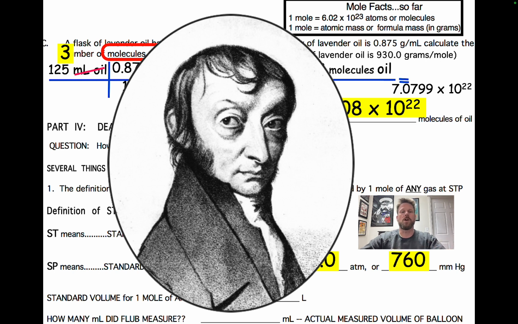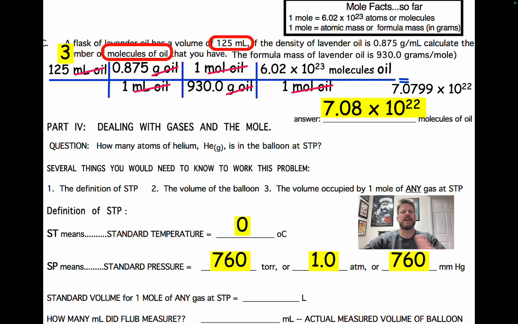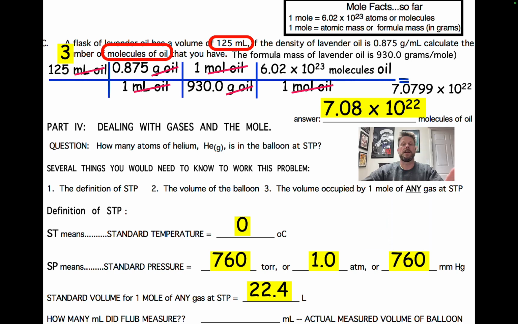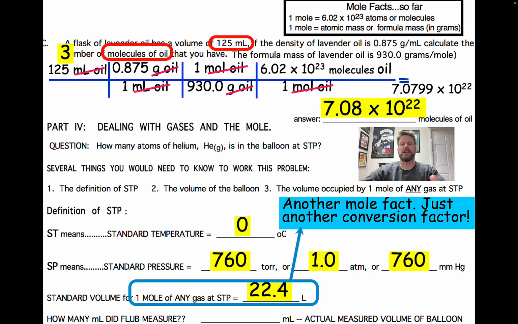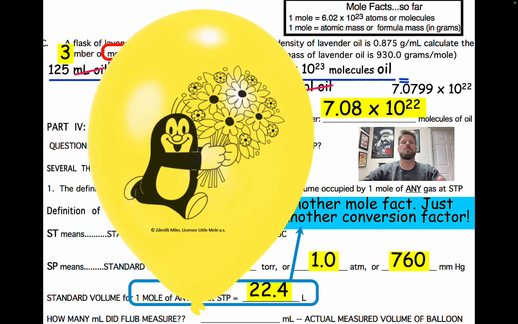Hence, we know the value of 1 mole of any substance as Avogadro's number, 6.02 times 10 to the 23rd atoms or molecules. That is all fine and dandy, but what does it have to do with mole facts? Well, it just so happens that at STP, standard temperature and pressure, 0 degrees Celsius and 1 atmosphere of pressure, any gas will occupy a volume of 22.4 liters. This is our final mole fact and allows us to convert between moles and liters, but only when dealing with gases at STP. So let's go back to our balloon.